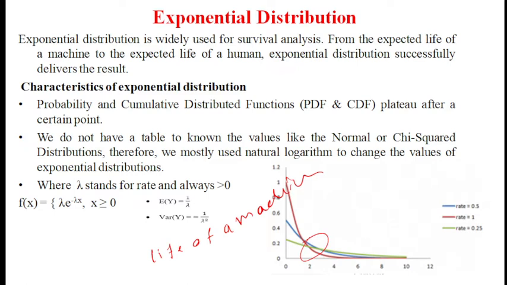What is the formula for this exponential distribution? Lambda into e power minus lambda x. Here the mean is 1 by lambda, and the variance is 1 by lambda square. What would be the example?